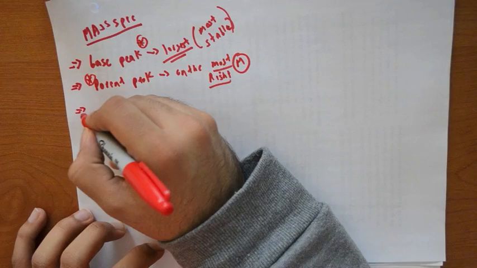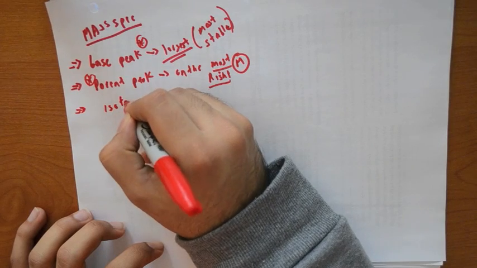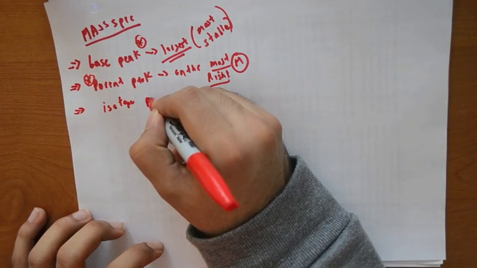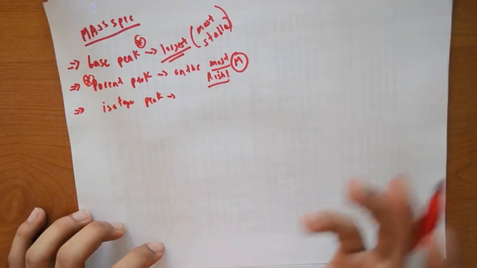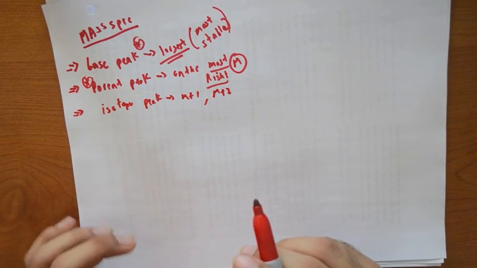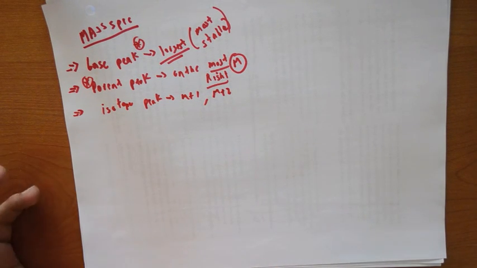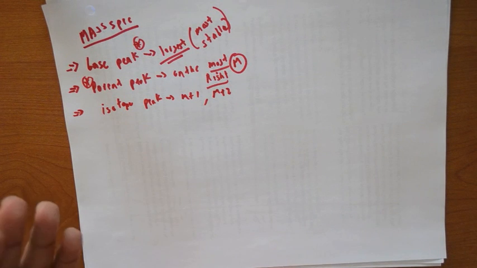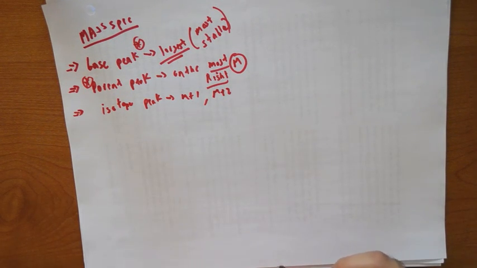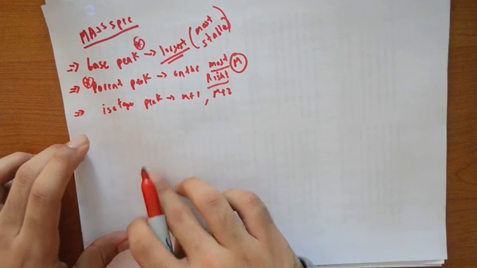Sometimes there are M+1 or M+2 peaks, and these are called isotope peaks, because things can be found in different isotopes. For example, bromine is going to be 79 or 81. Chlorine could be 35 or 37. Depending on those and their ratios, that can tell us what kind of isotopes we have.